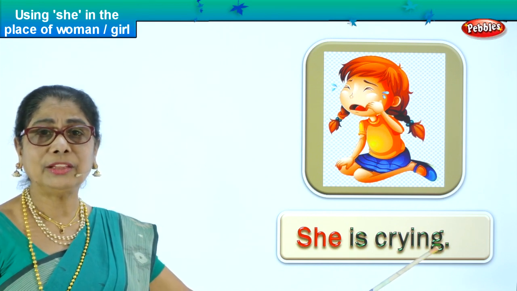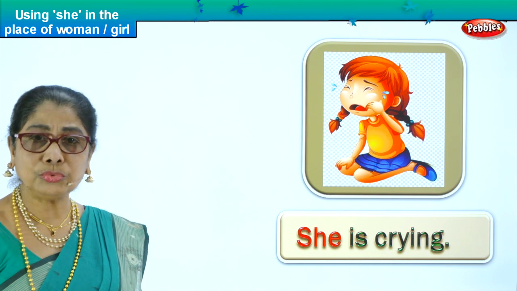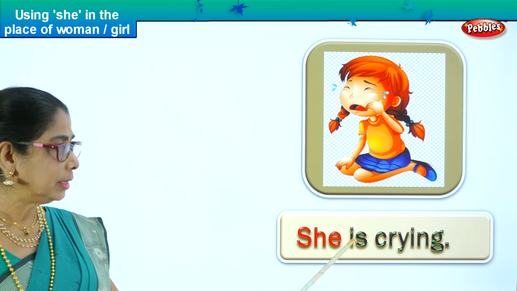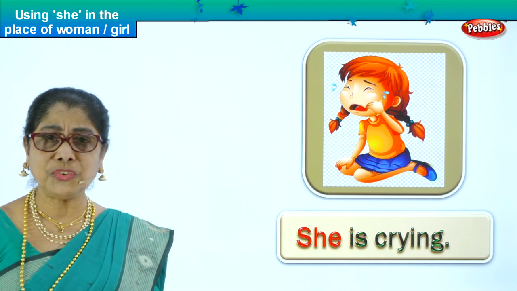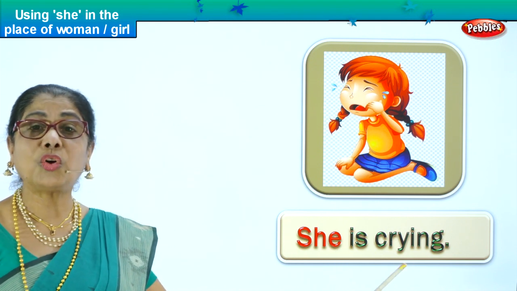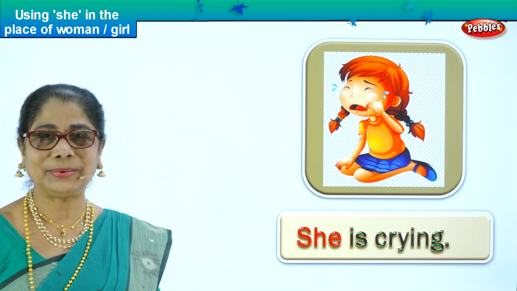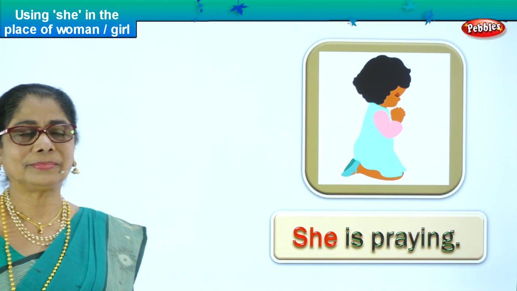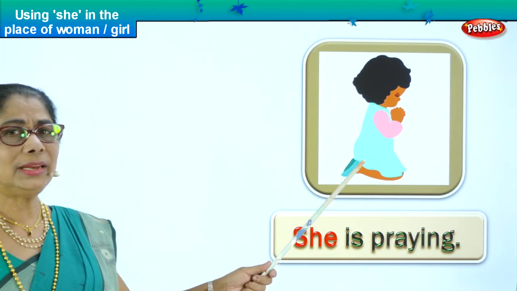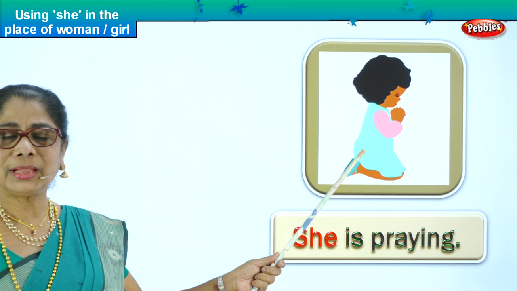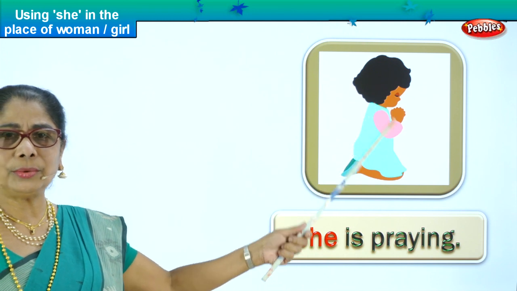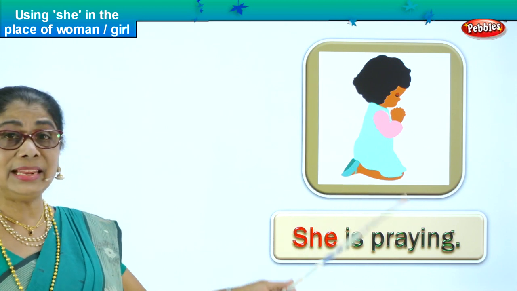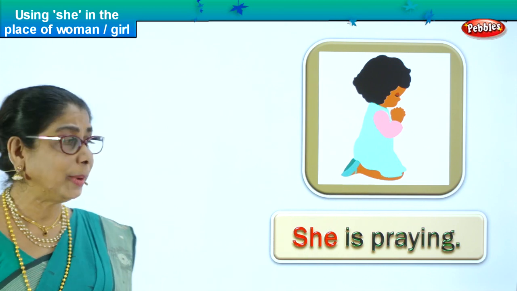When do you cry? When you fall down, when you lose something, when your puppy runs away, you cry. She is crying. Touch and read. She is crying. Good. Let's look at another picture. Look, what is the little girl doing? Folded hands, eyes closed, head bent. Praying. This little girl is kneeling down and she's asking God's blessing.